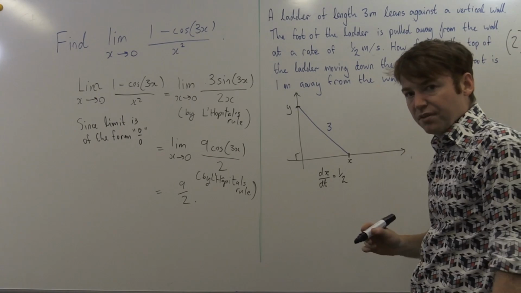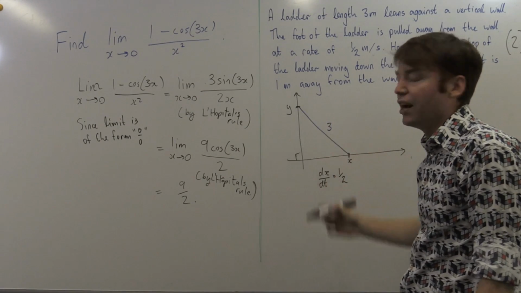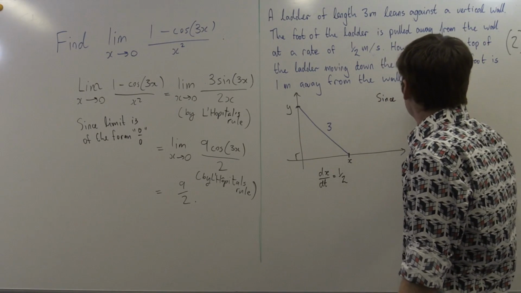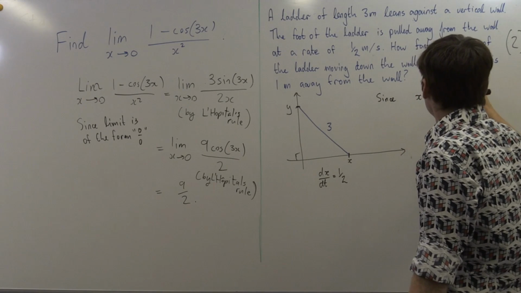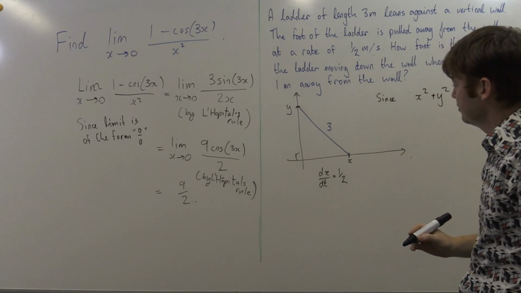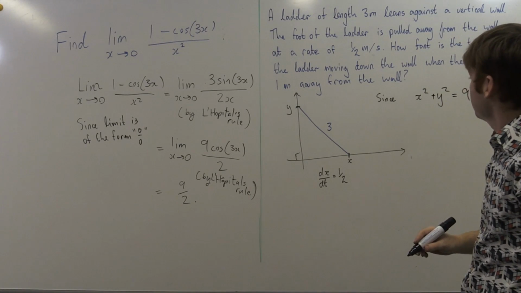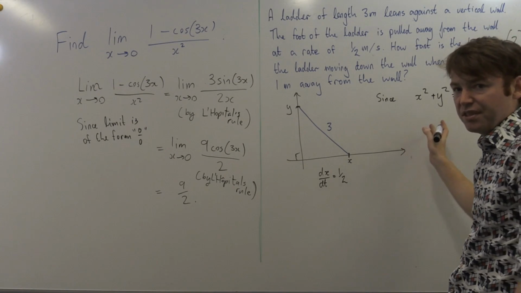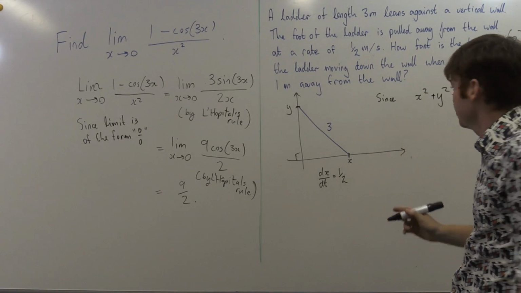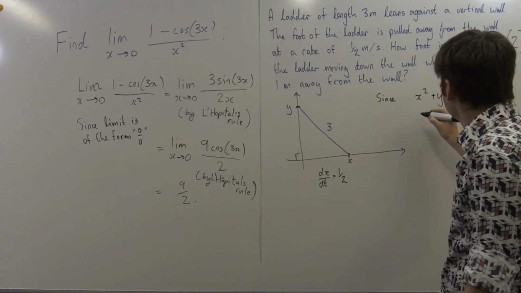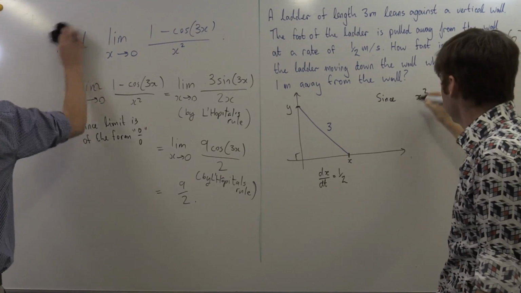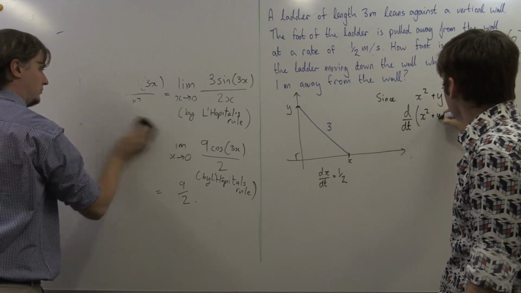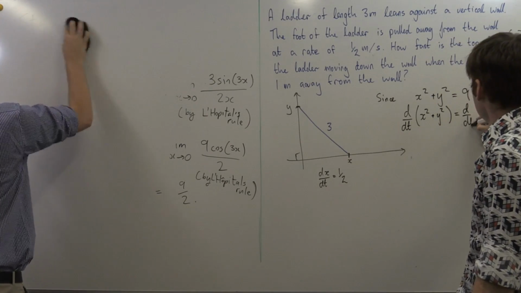Okay? So the first thing we need to do is somehow relate x to y, and of course we use Pythagoras' theorem to do that. Since x squared plus y squared is equal to 9. We're asked to find dy/dt. Now the last thing you want to do is express y as a function of x. It's much simpler just to take the derivative with respect to t. So I'm going to use implicit differentiation and take the derivative of the whole thing with respect to t. d/dt of x squared plus y squared is equal to d/dt of 9.